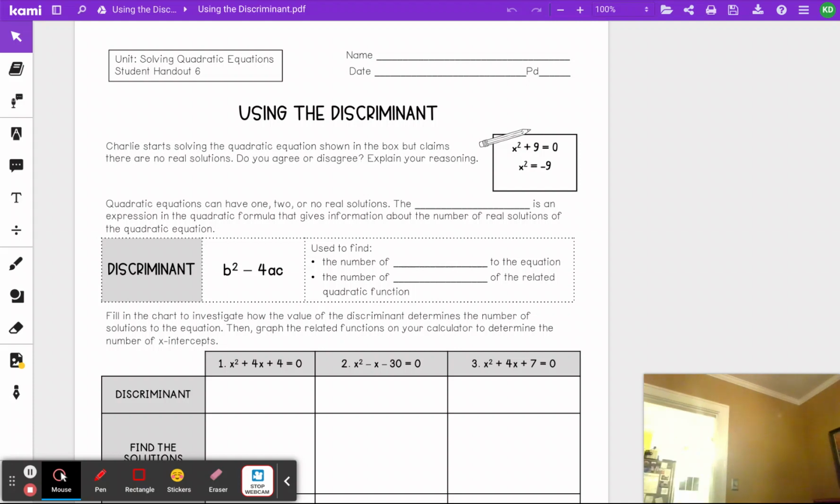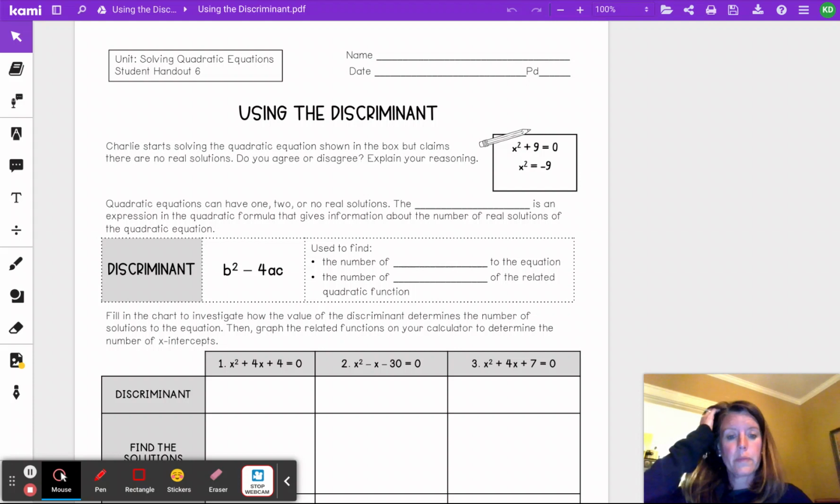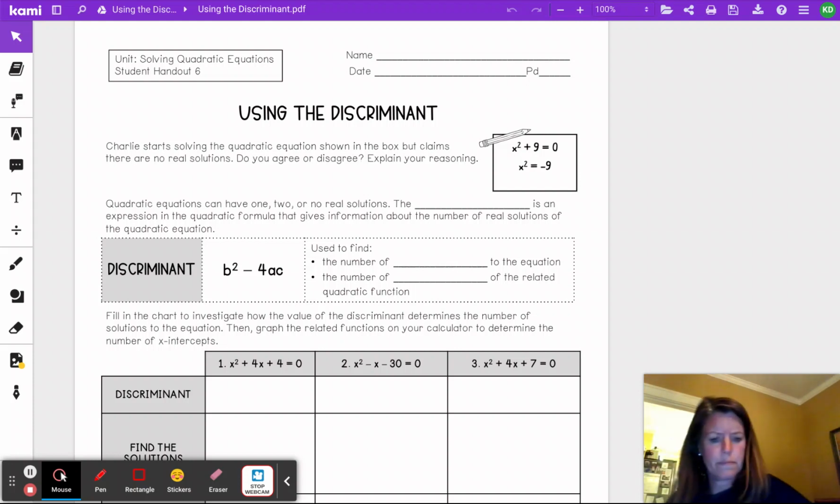Hang on, my battery's about to die. I need to plug this in. I think my computer is just over it too. Okay, so, wow, that got really bright.